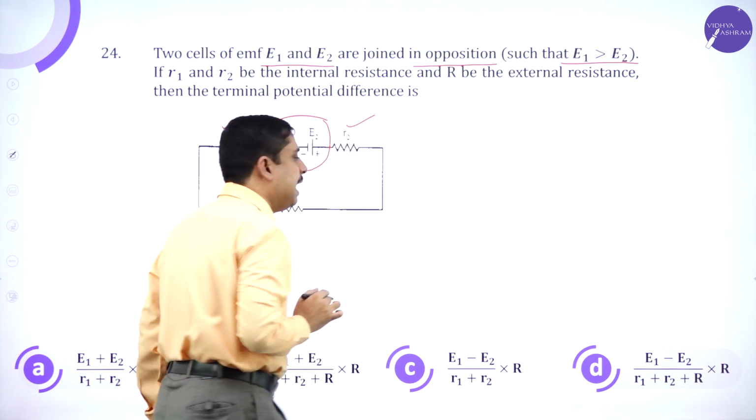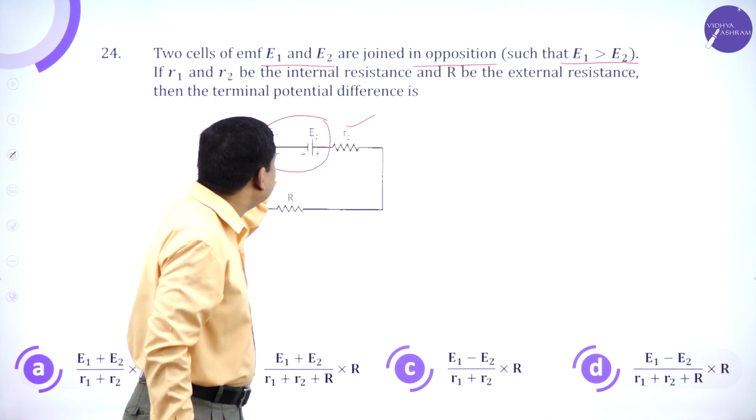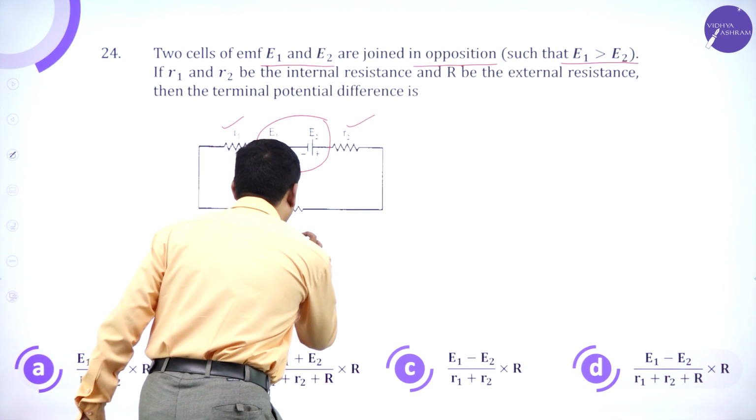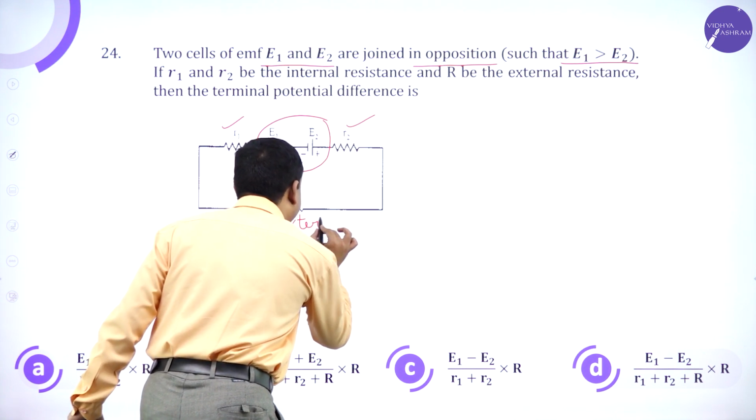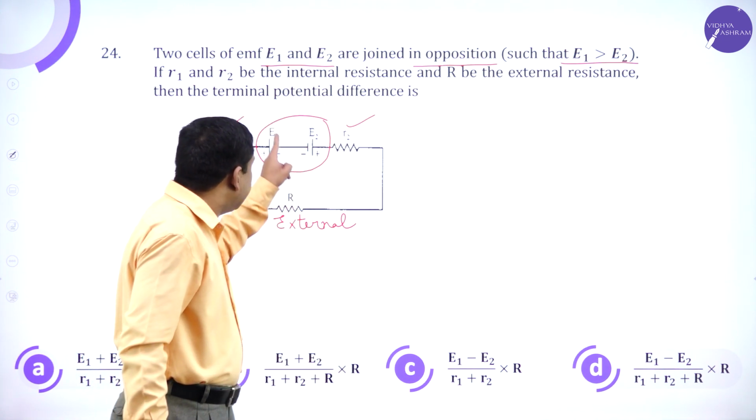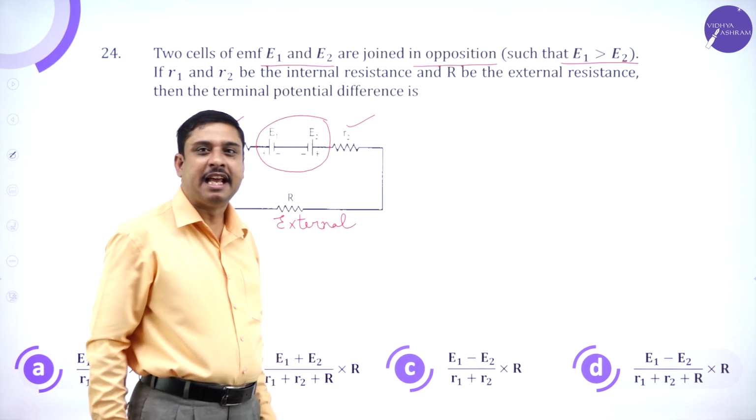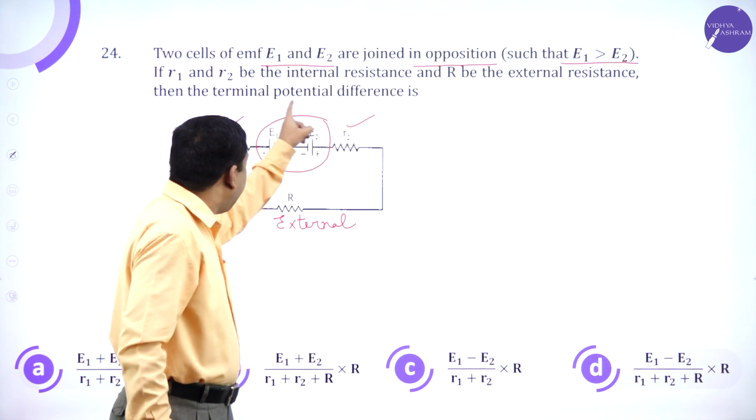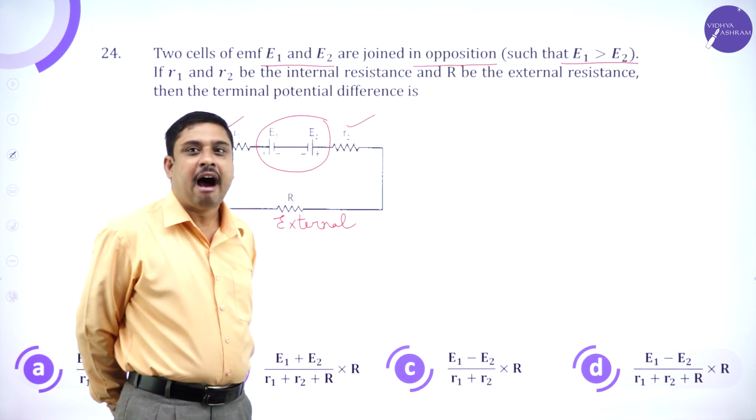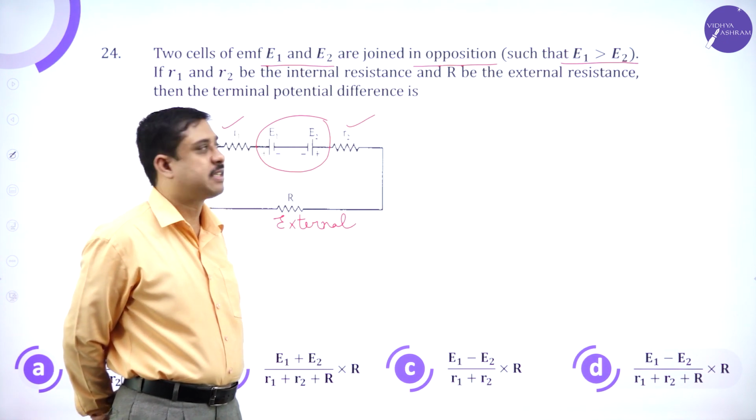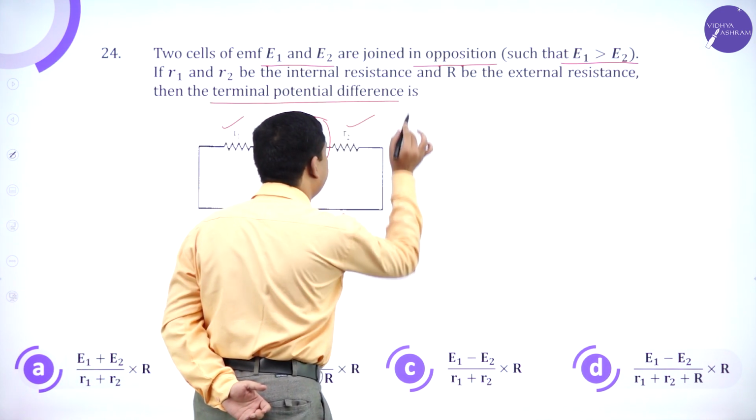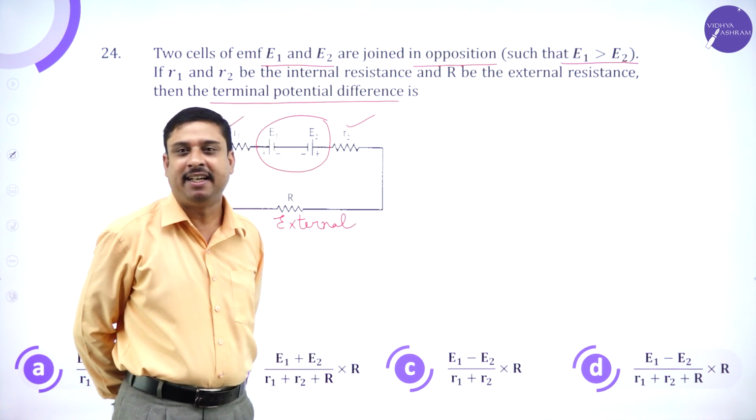R1 and R2 are the internal resistances of the cell, and R is the external resistance connected to the circuit. E1 greater than E2. R1 and R2 are internal resistances. R is the external resistance. Then the terminal potential difference has to be calculated.